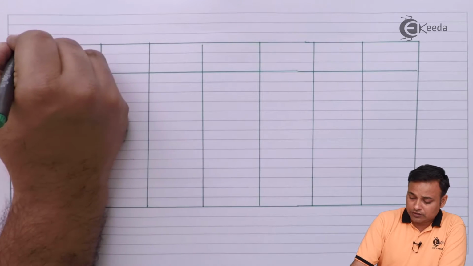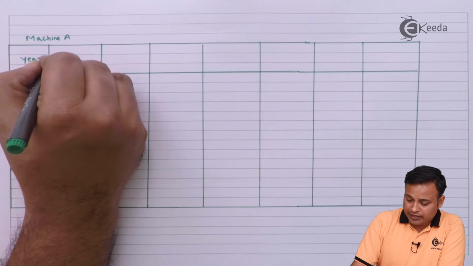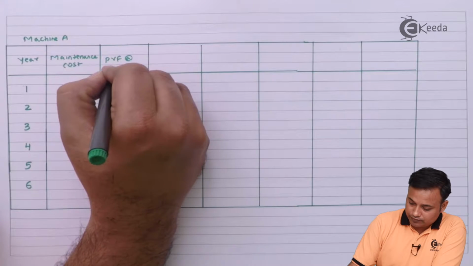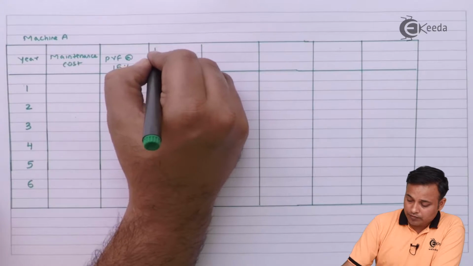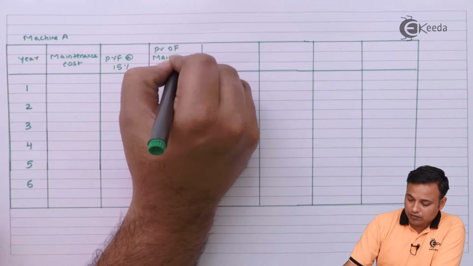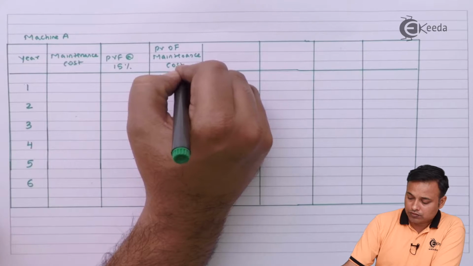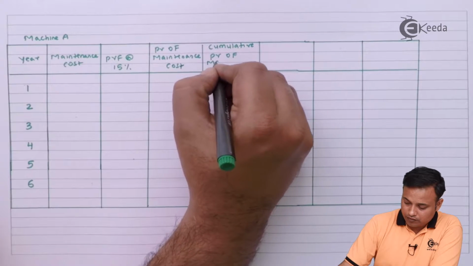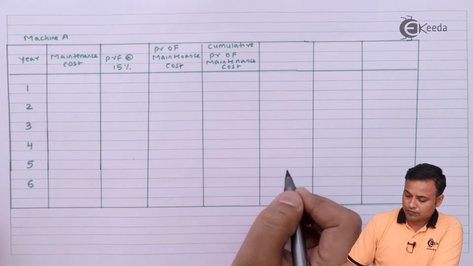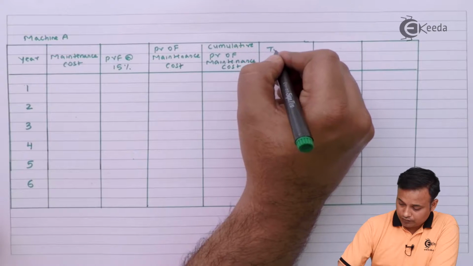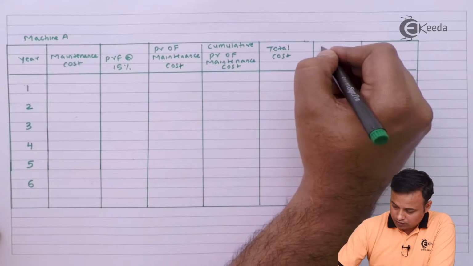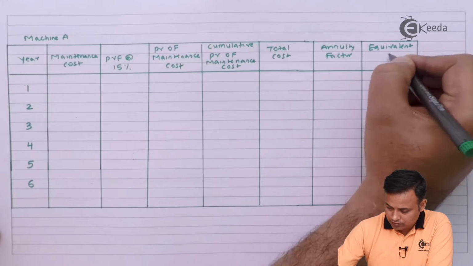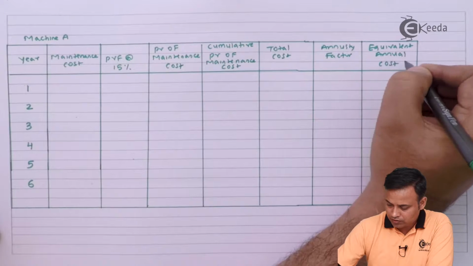I am doing the calculation for machine A first. यहाँ पर हम लिखेंगे उसका मेंटेनेंस कॉस्ट, then it will be the present value factor at 15%, then present value of maintenance cost, then I'll get the cumulative present value of maintenance cost, then we have something called as total cost, then the annuity factor, and last में equivalent annual cost, EAC. ये हमारा मशीन ए था.